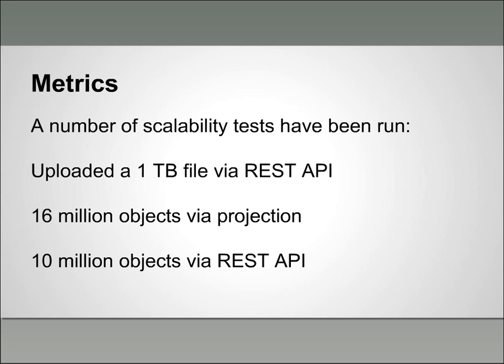We've also, using the projection feature, so hooking Fedora up to an external file system, had Fedora manage 16 million objects via projection and didn't see any major bottlenecks. And in terms of the standard ingest through the REST API you would normally use Fedora, we've done that with 10 million objects in a test environment, and again, didn't really see any major degradations in that scenario either. These are certainly not the limits. These aren't the upper end of what you can do with Fedora, but just meant to demonstrate that we have done some performance and scalability testing and really haven't encountered any major problems.